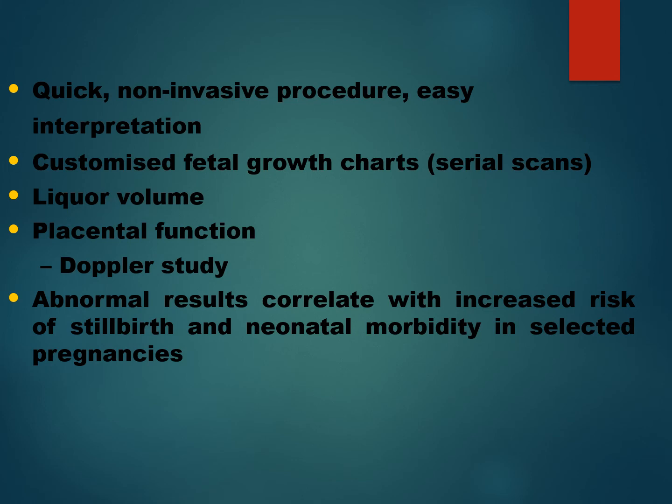Placental function can be assessed by Doppler study in the ultrasound, mainly the uterine artery Doppler and umbilical artery Doppler. Abnormal results correlate with increased risk of stillbirth and neonatal morbidity in selected pregnancies. So in high-risk pregnancies, we should do what is called the growth and well-being assessment for the baby. A baby at risk of intrauterine growth restriction should be assessed starting from 24 to 26 weeks, using growth and well-being assessment.